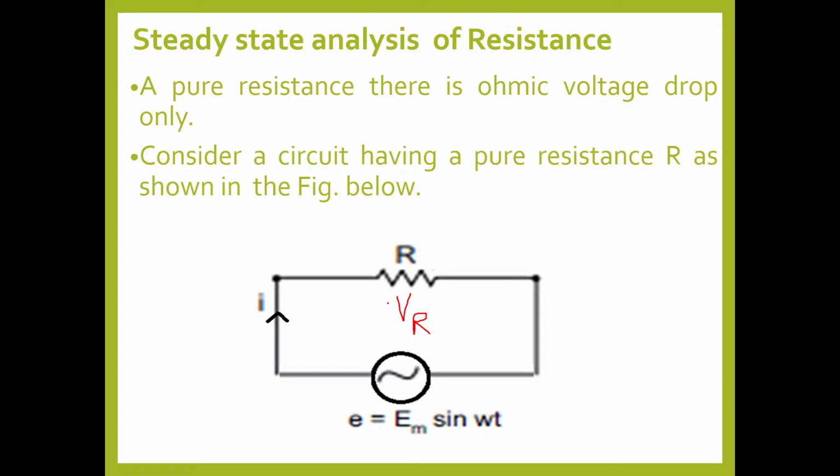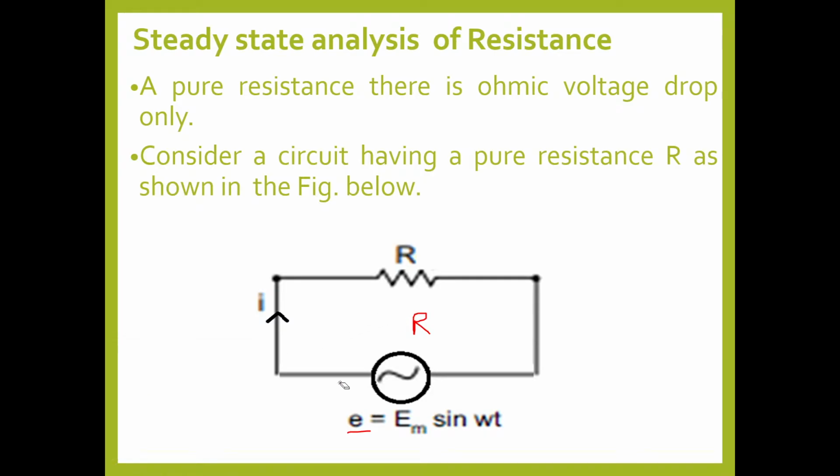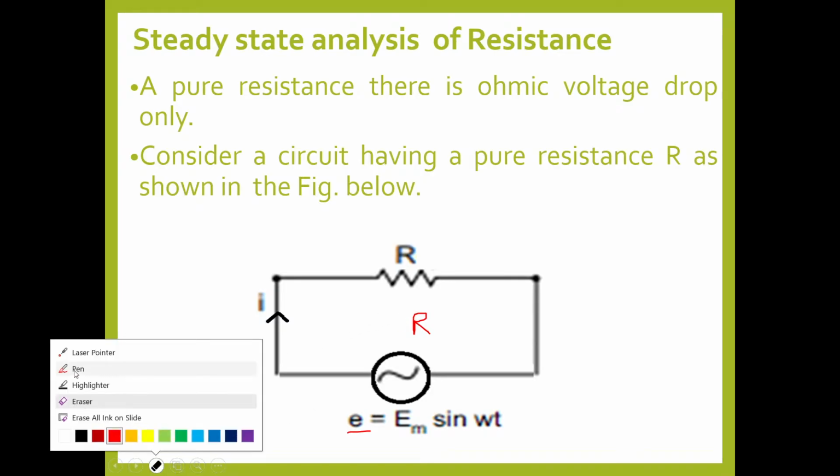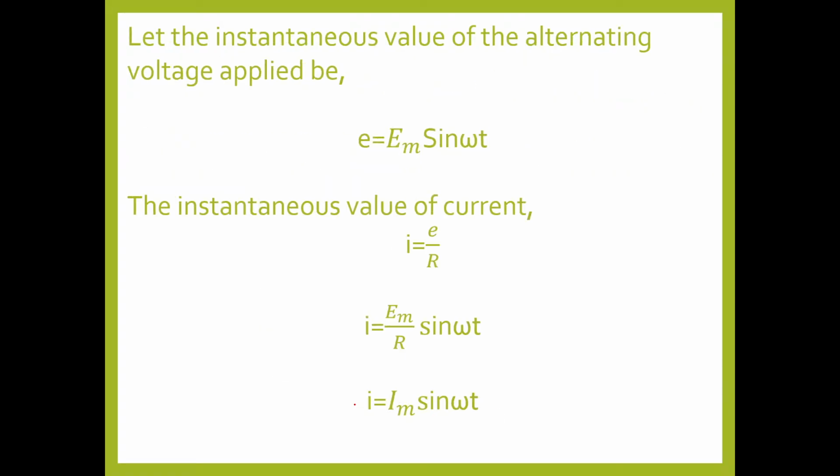Let us assume the voltage across the resistor is VR or ER. Here I have used the notation E for voltage. Instead of writing V, I can even write ER or VR, so you can represent voltage in terms of E or V. Now let us consider the instantaneous value of the source voltage, that is E equal to Em sin omega t.